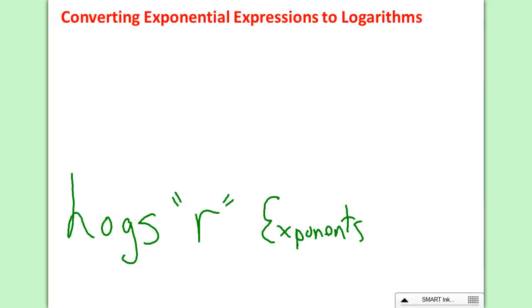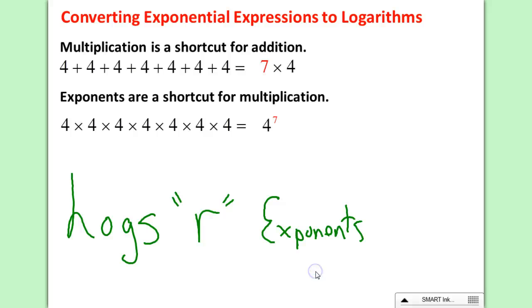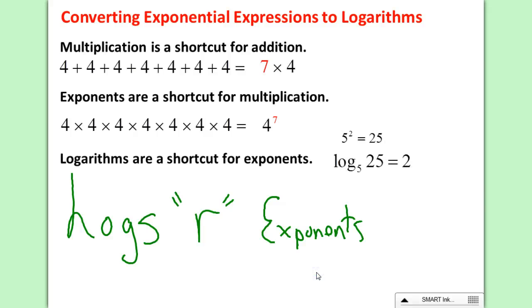How do we convert from expression? So now we're getting deeper, and that was just the graphs. Now we're going to look more specifically at what we are looking for when we want to convert back and forth in logs. How do they actually work? Well, multiplication is a shortcut for addition, right? 4 plus 4 plus 4 is really 7 4s. And if I had a lot of 4s being multiplied together, it'd be easier just to write 4 to the 7. Well, logs are really a short way of writing exponents. Logs are exponents, right? The log of 25 base 5 is 2.